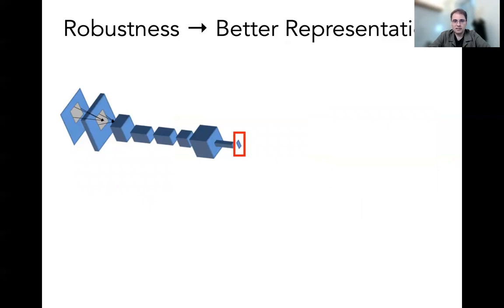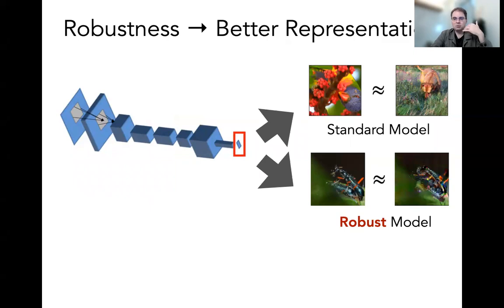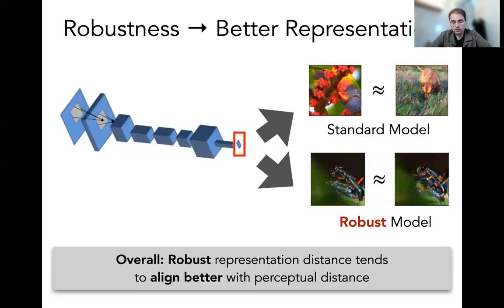If you go back to the representation-level view and look at the second-to-last layer representation of a model, in standard models it's very easy to find images that are completely different but correspond to the same representation. However, in robust models, we were not able to find two visually different images that give you the same representation. So there seems to be this overall alignment: by making a model robust, you align the representation much more tightly with perceptual distance as humans see it.